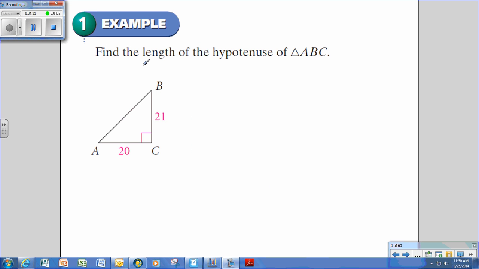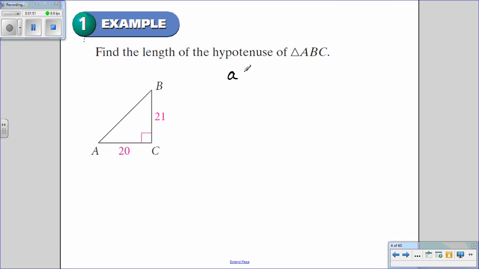Okay, now we're going to use the Pythagorean theorem to find missing lengths in a right triangle. All right, so this one says find the length of the hypotenuse of this triangle, ABC. Okay, the first thing I'm going to do is write out my Pythagorean theorem. And I'm going to come to my triangle here, and I'm going to label what sides of the triangle are a, b, and c. I know the hypotenuse is across from the right angle. That's c. And the two legs can be a and b. Doesn't matter which one's a or b.